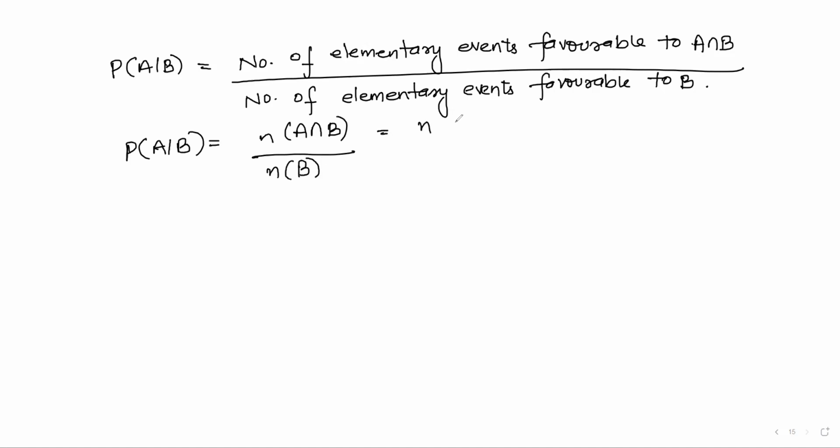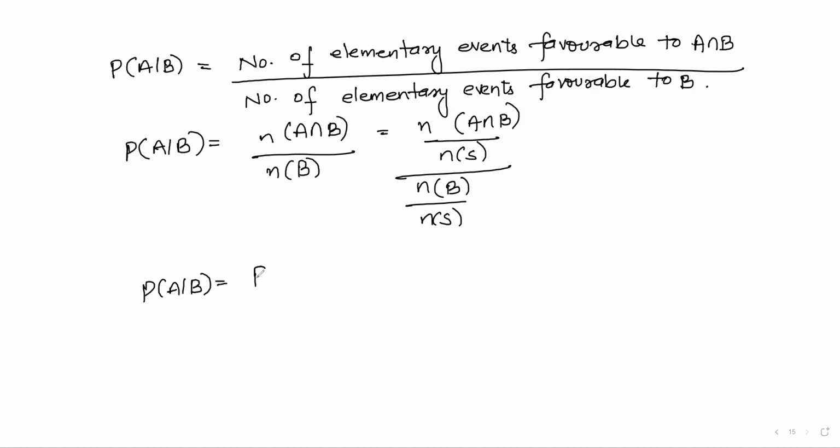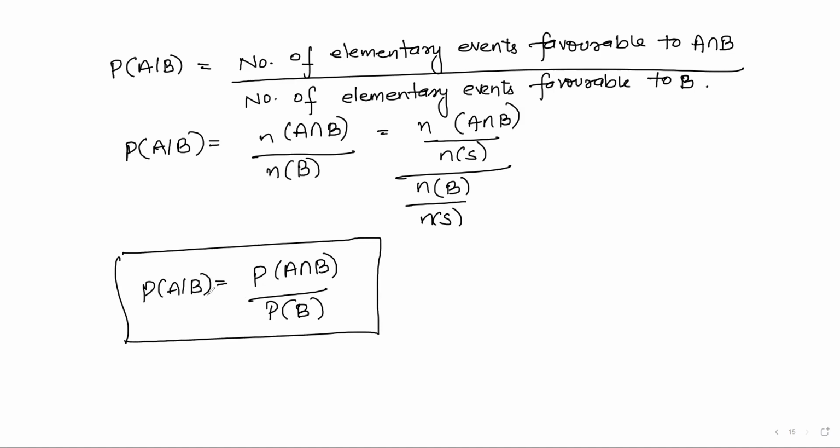If we divide the numerator and denominator by the sample space, finally we will get P(A|B) is equal to probability of A intersection B by probability of B. So this means probability of A when B has already occurred. Jo bhi yahan hamara part has already occurred, wo denominator mein aa jayega, okay? And numerator mein hamare paas aa jayega P(A intersection B). So throughout the probability for the conditional one, we will use this formula. Please note this down, then you will try some questions.